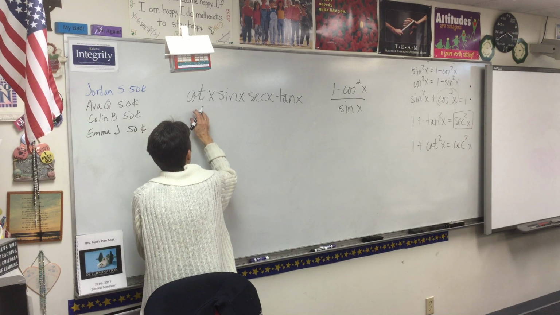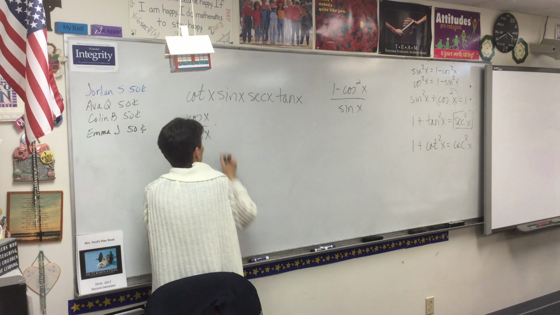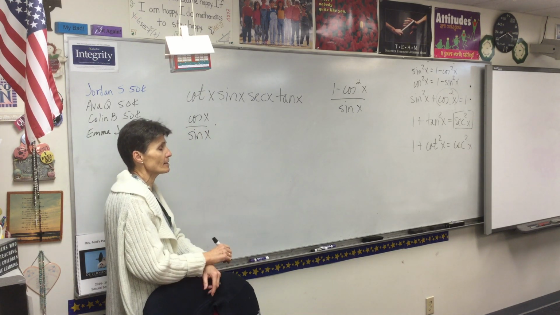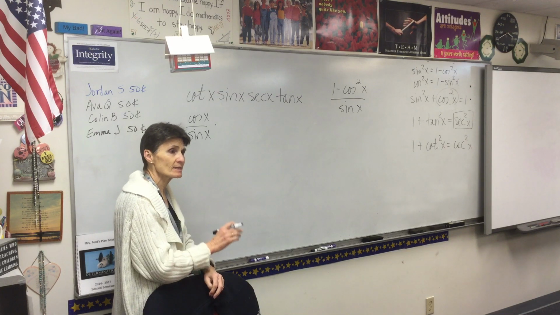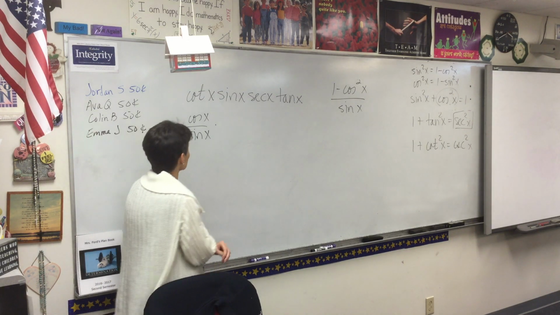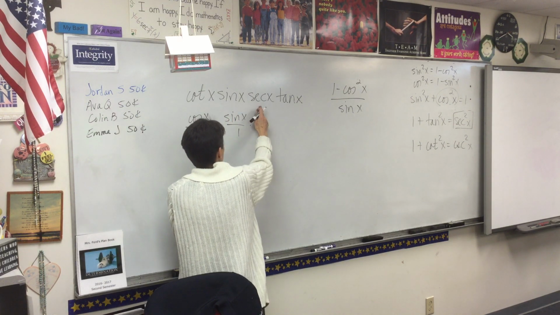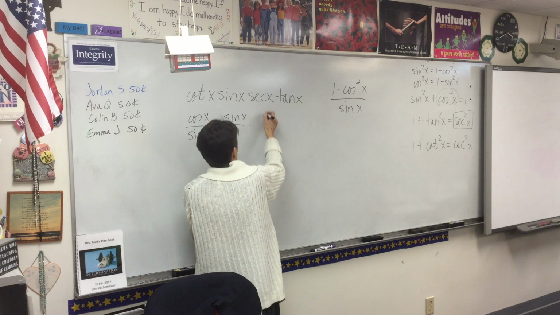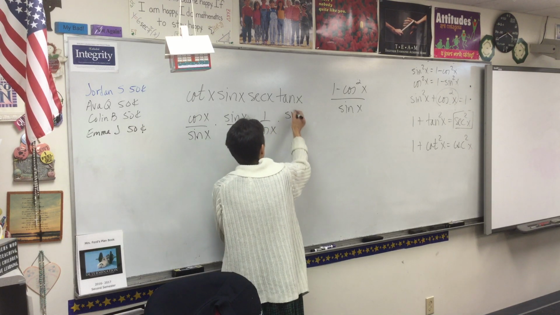What are we going to do with this? Change it into cosine over sine. Let's just not be tricky. Let's just make it easy on ourselves and change everything, break it down into sines and cosines so that it will cancel out. So this is sine over 1. What's this? 1 over cosine. What's this? Sine over cosine.